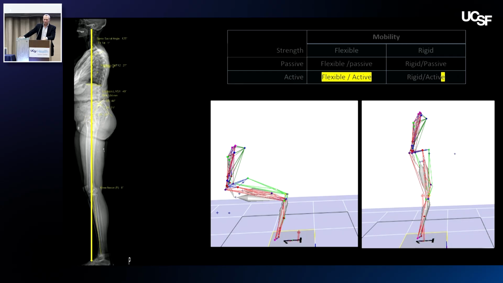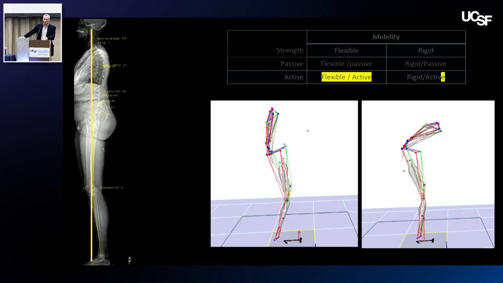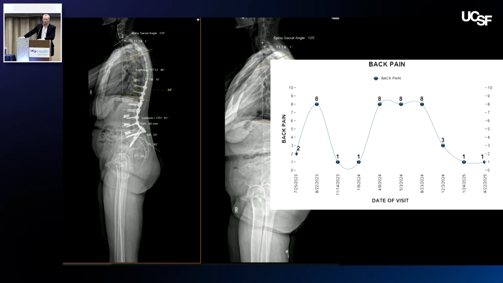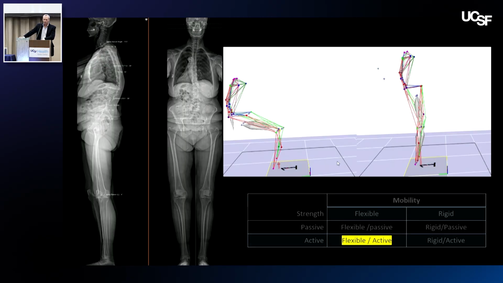Here's an example of somebody who's got a flexible spine and is active. So there she is standing up, a little weak when she stands up. But when you look at how far forward she bends, she's not getting PJK either because she can touch her toes. And that's her post-operatively. Pain scores are improved.